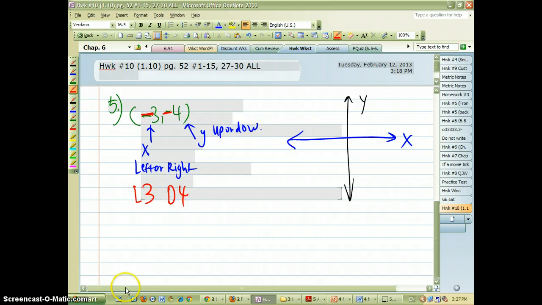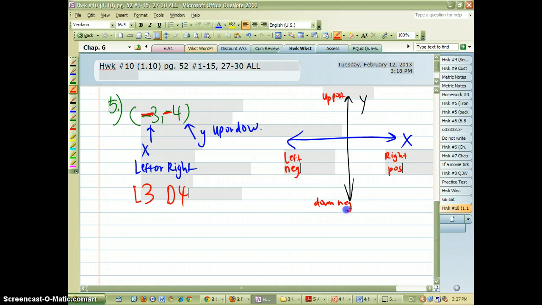So up is positive, down is negative, left is negative, right is positive. So that's why when you go left, you have negative numbers. When you go right, you have positive numbers. When you go up, you have positive. And when you go down, you have negative. Okay, so we always begin at (0, 0). So always start at (0, 0), which is called your origin.